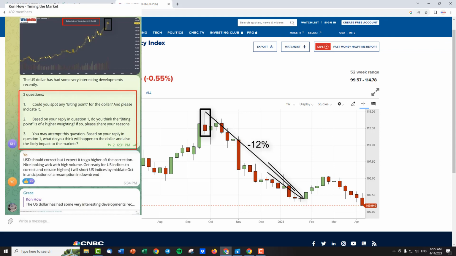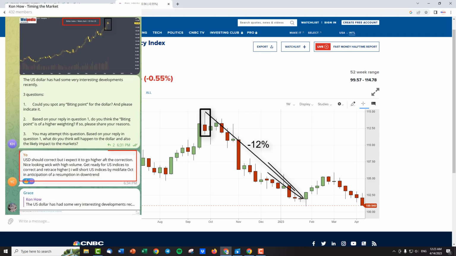I asked three questions. Number 1, could you spot a biting point? That means a hammer or inverted hammer or different combination of hammers that carry high weighting. Question 2, based on your reply to question 1, do you think this biting point is of good weighting? And number 3, based on your reply to question 1, what do you think will happen to the US dollar, and also what is the likely impact on the market?